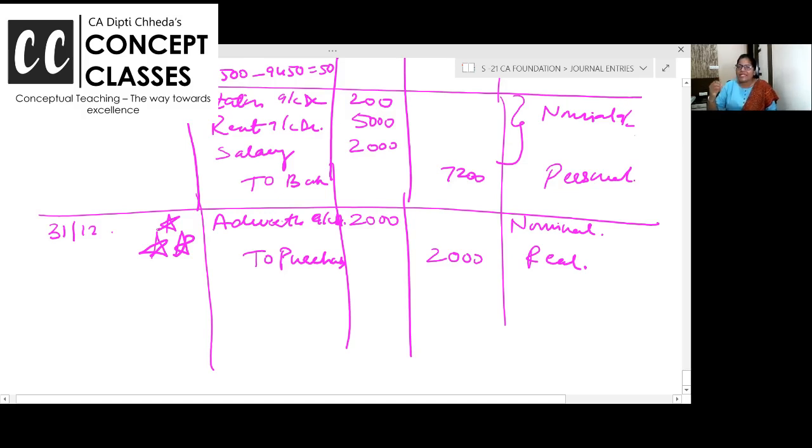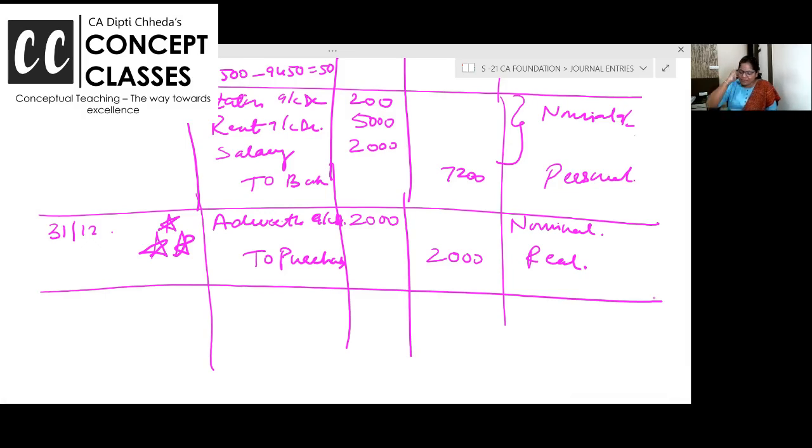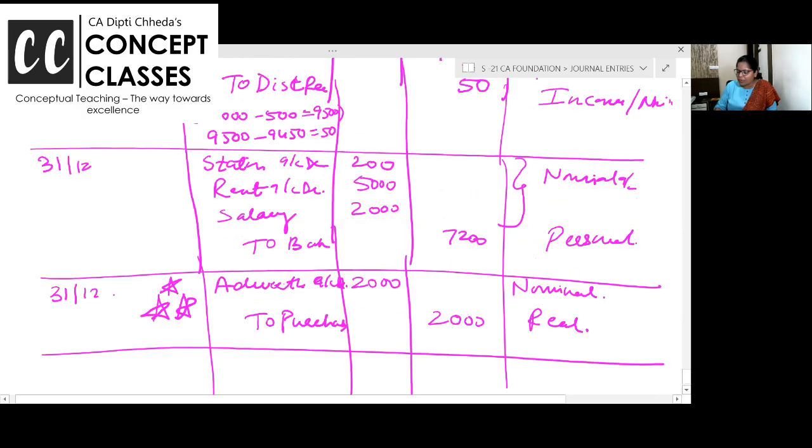When you give goods as free sample, these are the entries which you are going to do in the final accounts also. That time I need not explain. Advertisement is an expense, so debit, and to purchases credit. Clear? All clear until now? Right. We have completed the whole problem.